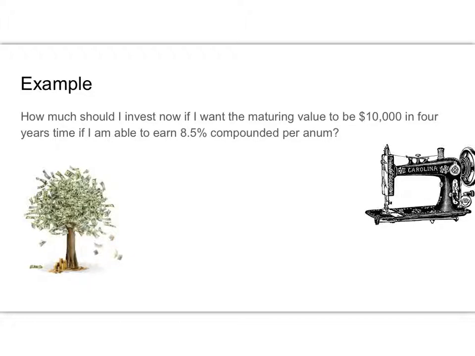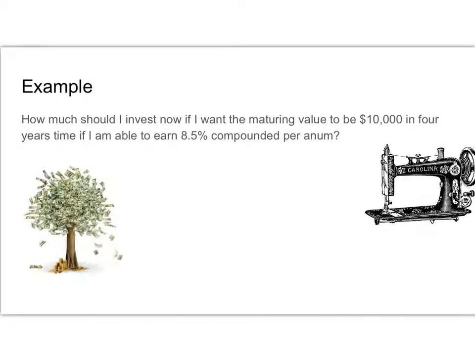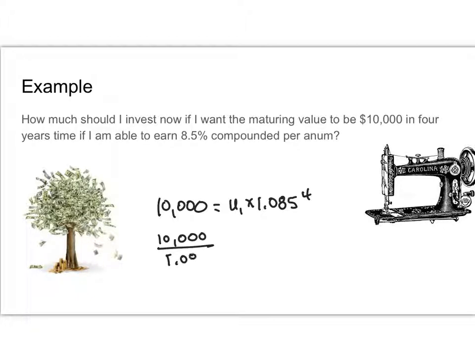All right, so in this case, I want my end value to be $10,000. What I don't know is my initial value, and I want this to happen in 4 years' time, and I'm earning a rate of 8.5%, so that's going to be 1.085 to the 4th. So what I need to do is divide 10,000 by 1.085 to the 4th.